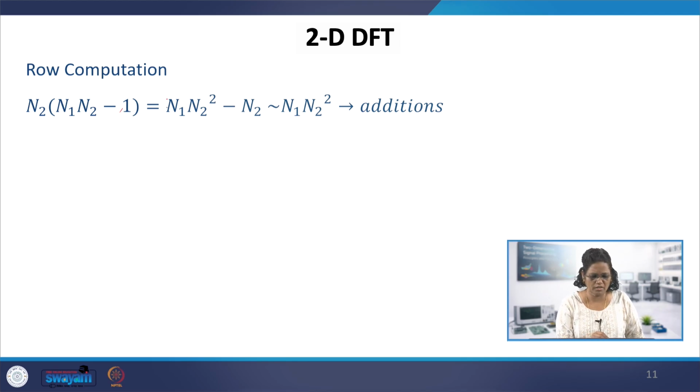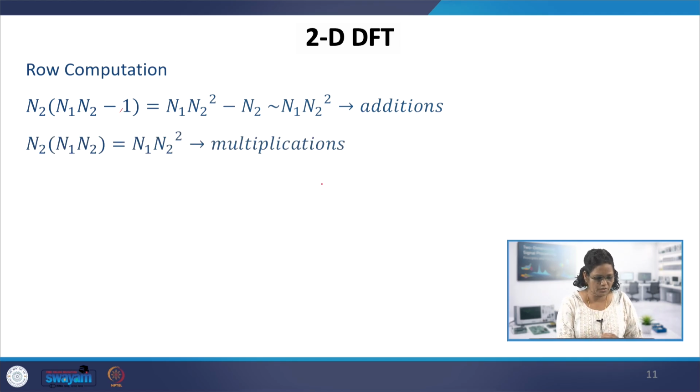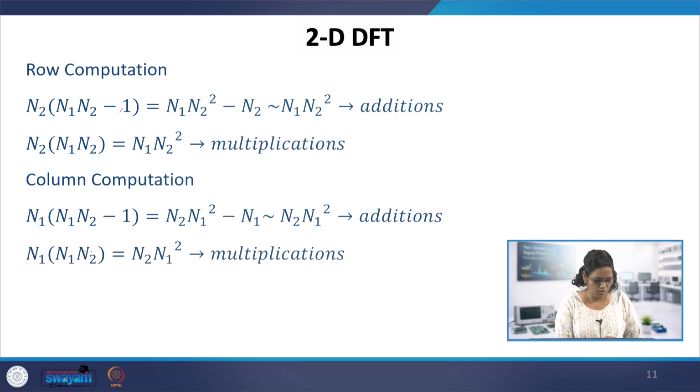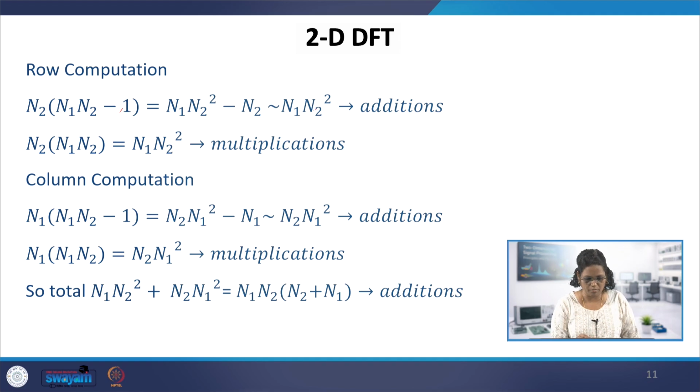So we get n1 n2 square minus n2, which is approximately n1 n2 square additions, as the subtracted term is smaller. For the multiplications, it is n1 n2, repeated for n2 rows, so n1 n2 square multiplications for the row-wise. If you repeat it column-wise, n1 n2 minus 1 is repeated for n1 columns, so n2 n1 square minus n1, which is approximately n2 n1 square. Then n1 into n1 n2 multiplications, repeated for n1 columns, gives n2 n1 square.